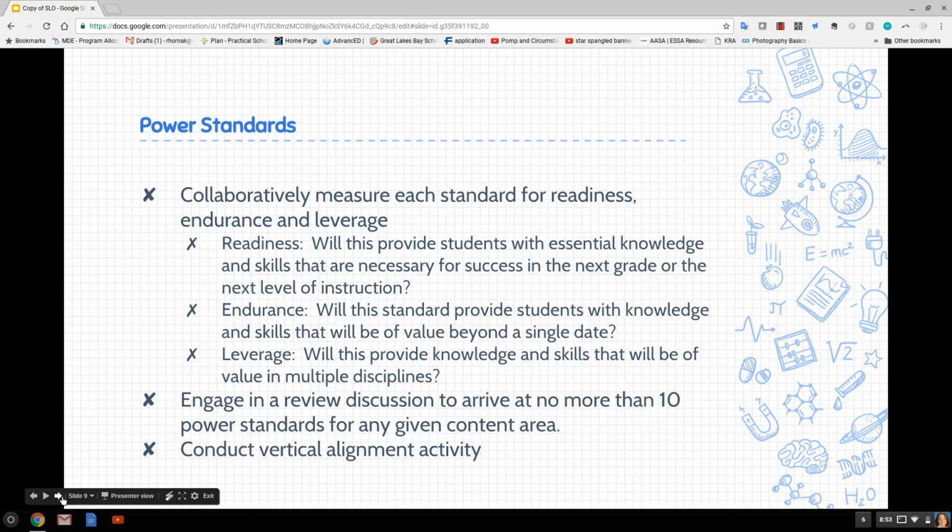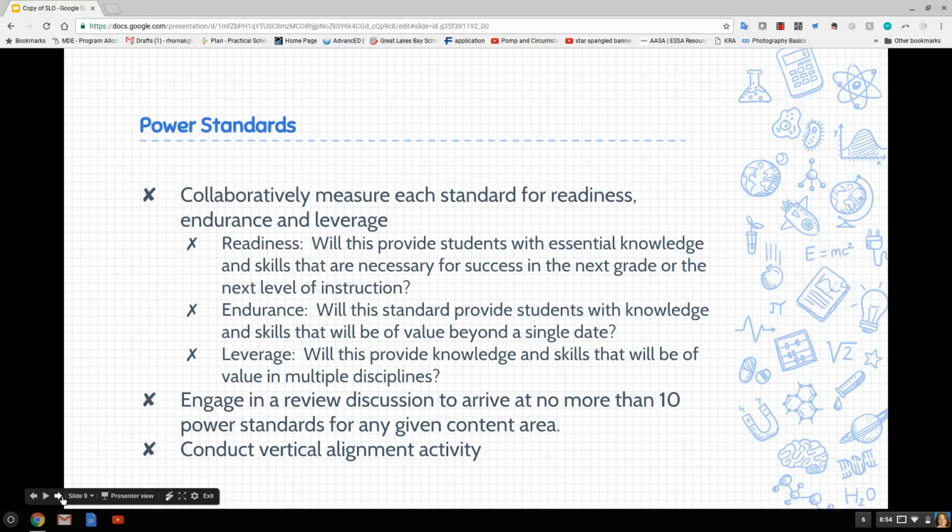So the first step in the process is power standards, and there's a very distinct process for power standards that we're going to go over next month. And it's taking a look at readiness, endurance, and leverage. Those are 3 key components when selecting power standards. So power standards doesn't mean you teach all of the standards. It's which ones you get the biggest bang for your buck.